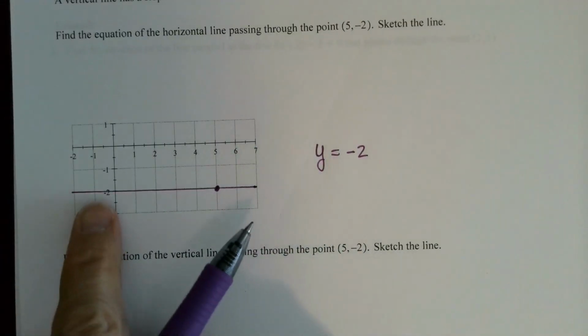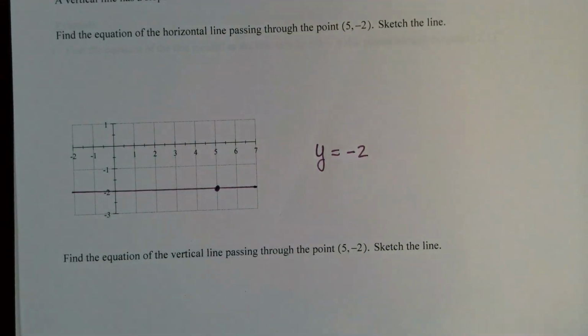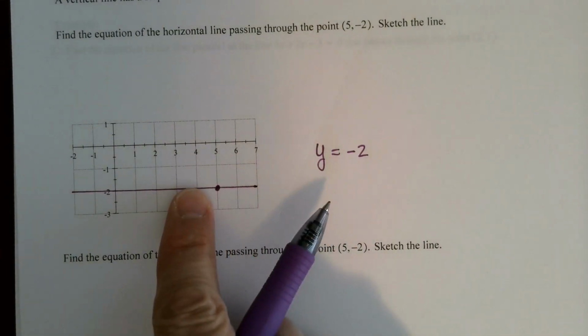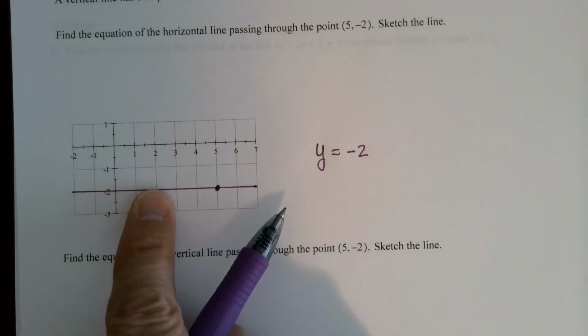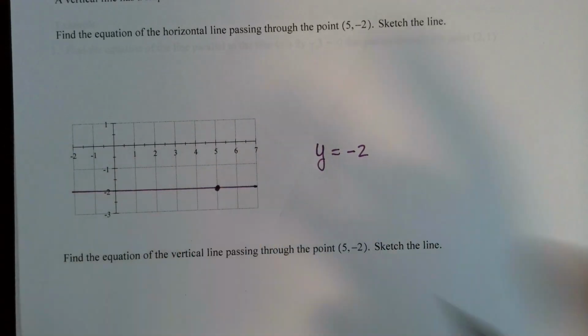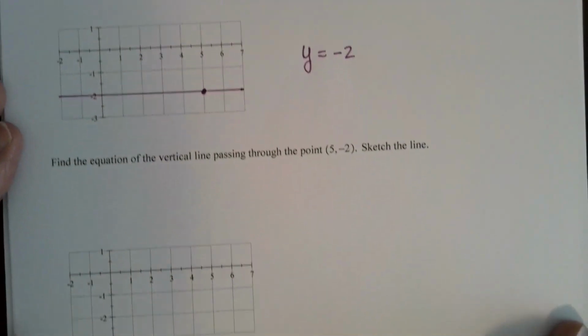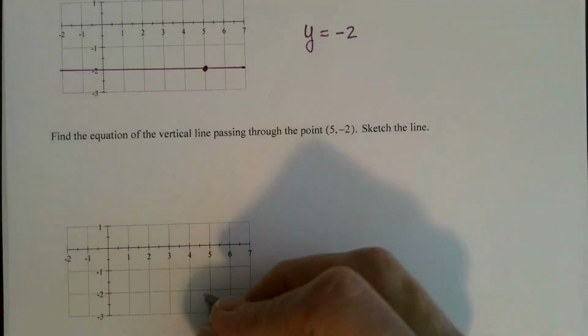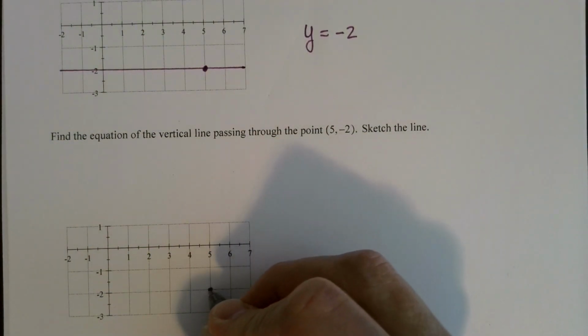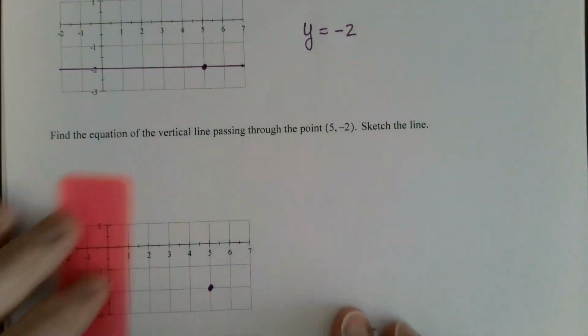So notice any point on this line, what's the y-coordinate? Negative 2. What's the x-coordinate? Well, it could be anything. We've got (4, -2), (2, -2), (0, -2), and so on. Find the equation of the vertical line passing through the point (5, -2). Well, that's easy too. I plot that point (5, -2). We draw that vertical line.